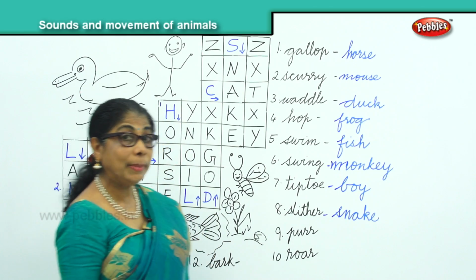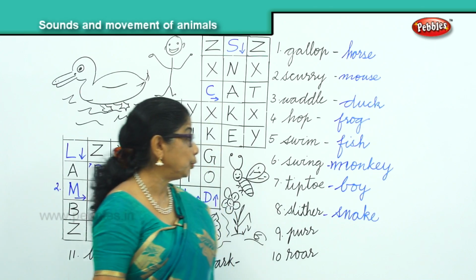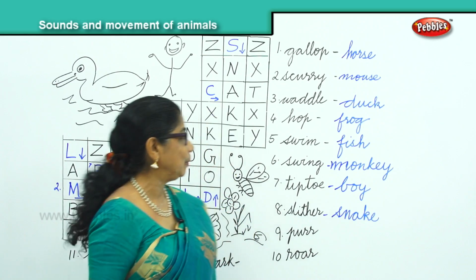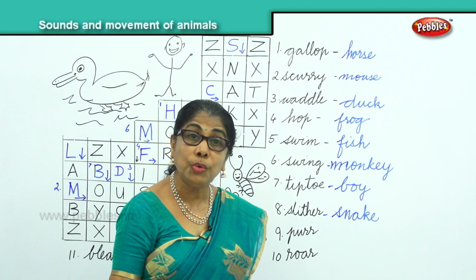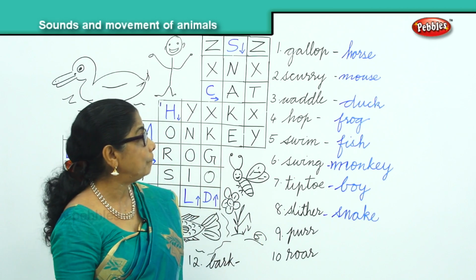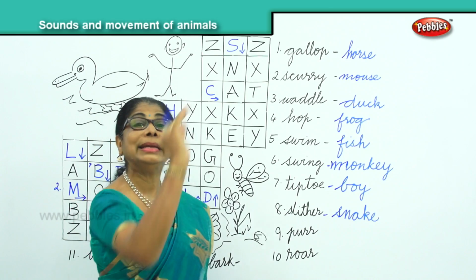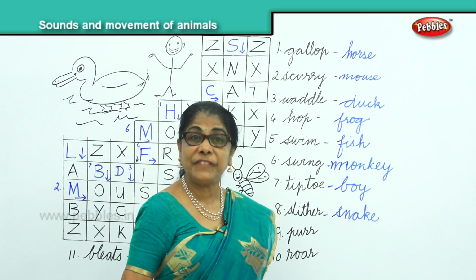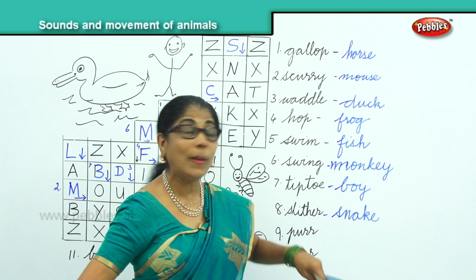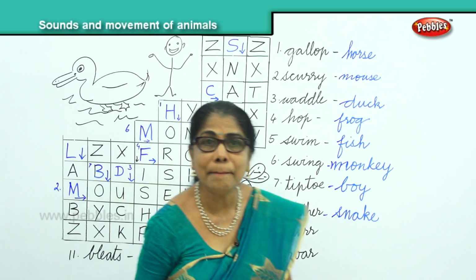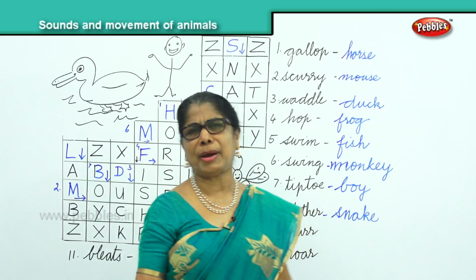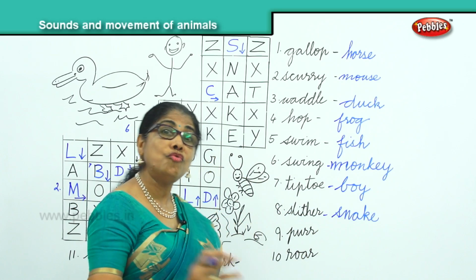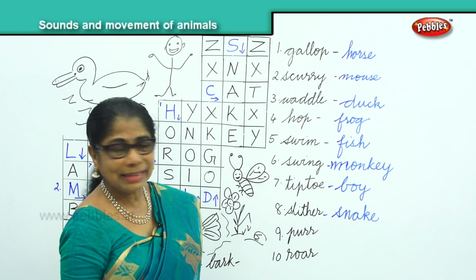What is the movement made by the boy? Boy tiptoes. What is the movement made by a monkey? Monkey loves swinging. And a fish, how does it move? The fish swims. And the frog, the movement is hopping. He hops. And the duck, he has webbed feet. What does he do? He waddles in the pond. And the mouse, he scurries about the house. And the horse gallops. So these are the movements made by these animals.